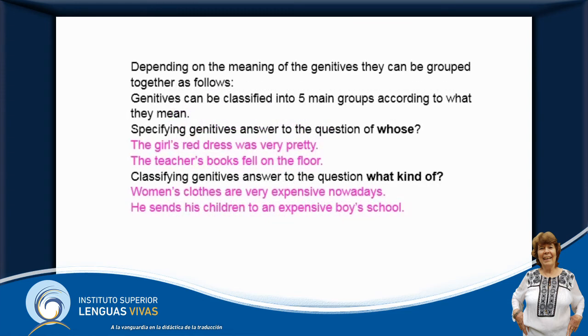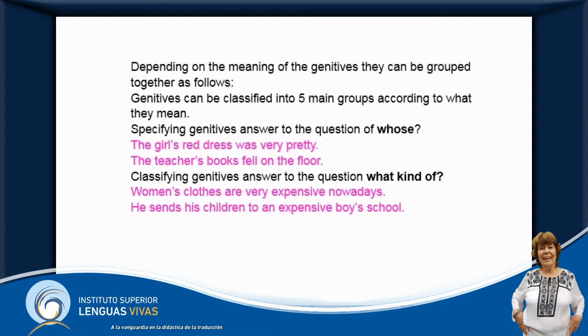Depending on the meaning of the genitives, they can be grouped together as follows. The genitives can be classified into five main groups according to what they mean. You have specifying genitives that answer the question of whose. Something belongs to someone. For example, the girl's red dress was very pretty means that the red dress belongs to the girl, and the teacher's books fell on the floor means that the books belonged to the teacher.